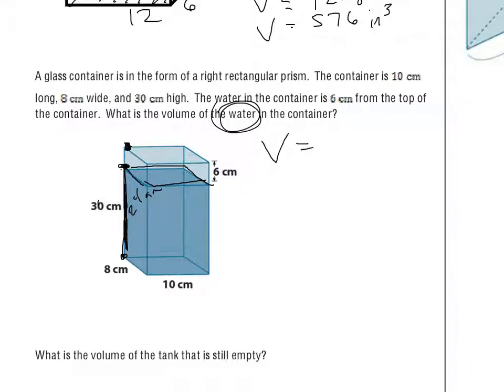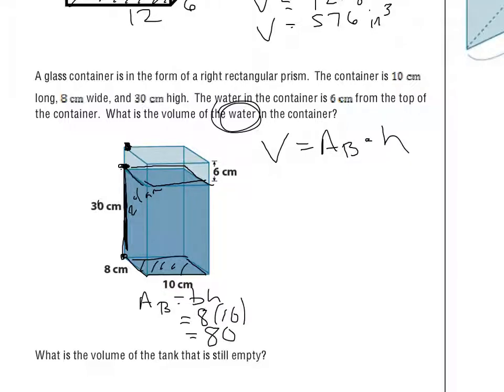So volume is equal to the area of the base times the height. The area of the base, well, our base is down here. So the area of the base is this rectangle, base times height, 8 times 10 is 80. Area of the base is 80.